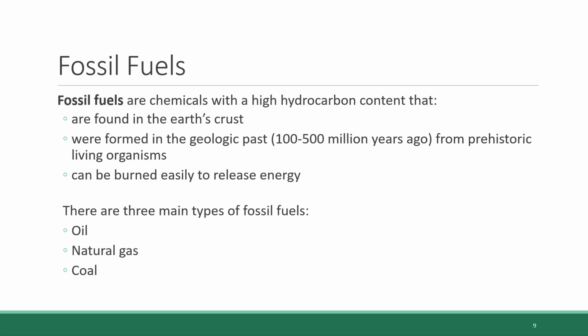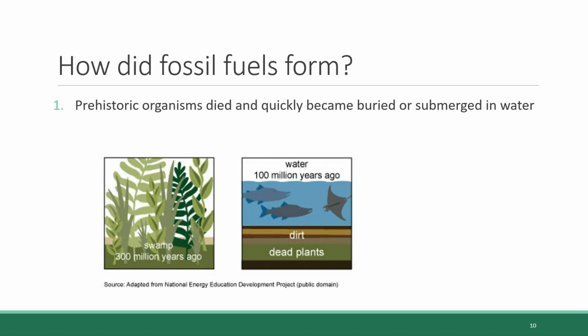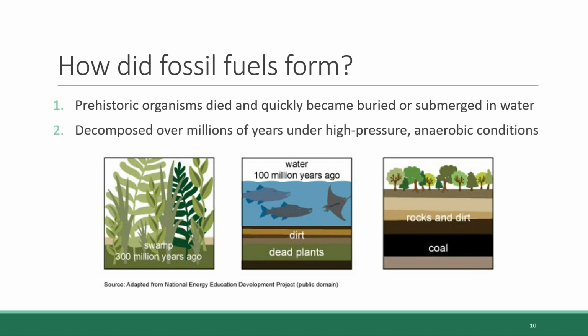And in this chapter, we are going to be dedicating a section to each of these three types of fossil fuels. And in a moment, we're going to address in detail how each of them is formed. But to give you a broad overview, fossil fuels were formed from prehistoric organisms that died and then quickly became buried or submerged underwater. Being submerged or buried caused their decomposition rate to slow to an extremely slow pace. Again, we're having a lot less aerobic respiration in these conditions.